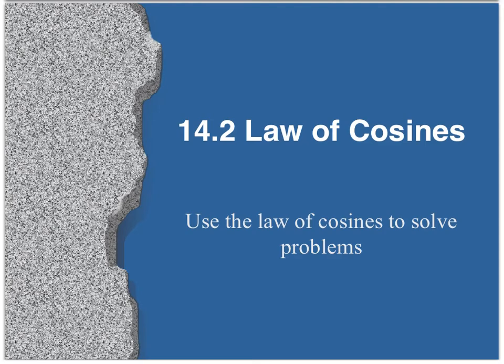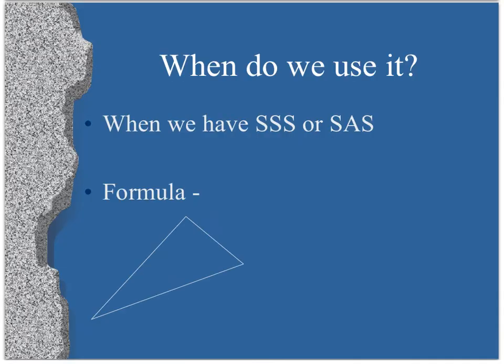Okay, so we're going to start section 14.2, which is law of cosines. We talked about law of sines in the previous section. Now we're going to use this other law, and we have this because depending upon the information we have in the triangle, we might have to use one or the other.